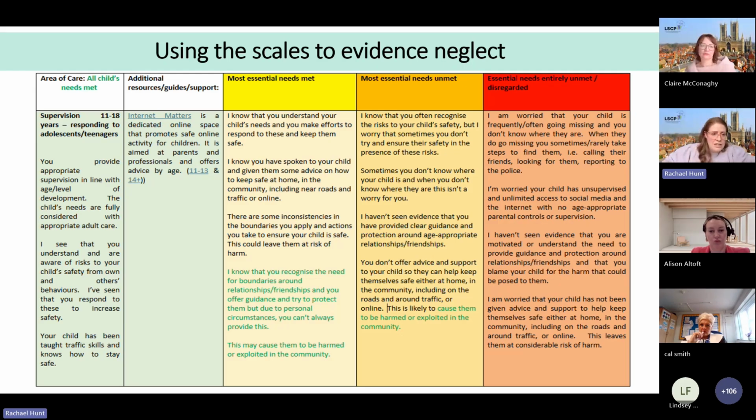And just to give you an idea, that's the supervision in the 11 to 18 section. So it'll have different examples of what you should be focusing on and what parents should be thinking about as well. So it supports with that harm outside the home aspect.